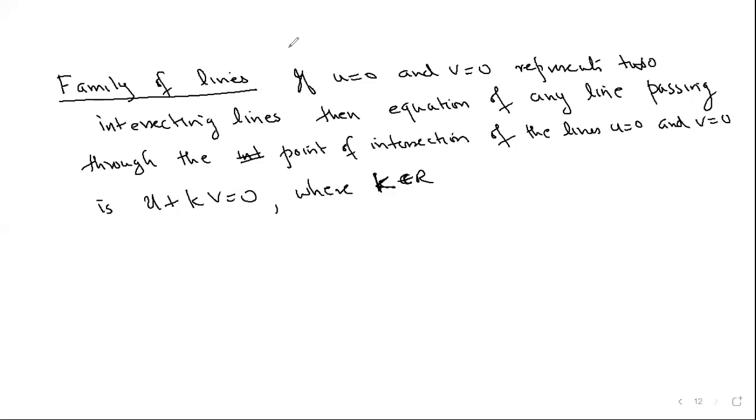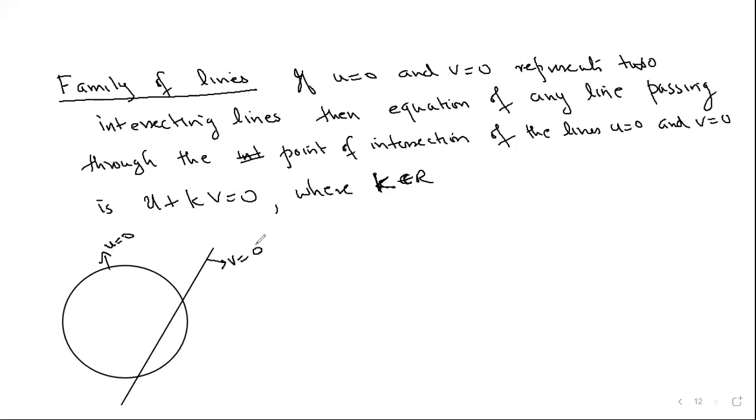Suppose I have a circle, and I have a line which is intersecting the circle. Imagine the equation of the circle is u equal to 0. The equation of this line is v equal to 0. Then the equation of the circle passing through their intersection will be u plus kv equal to 0. Did you understand? Yes or no?